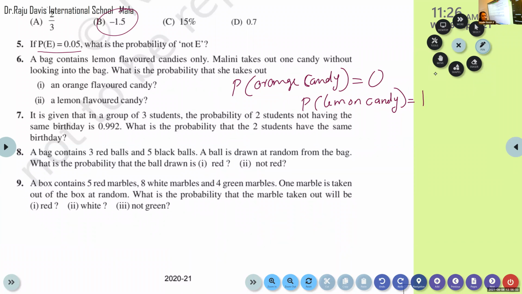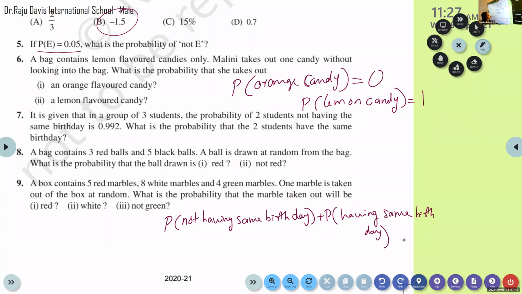So the probability of having the same birthday: having or not having. So the probability of not having the same birthday plus the probability of having the same birthday is equal to 1.